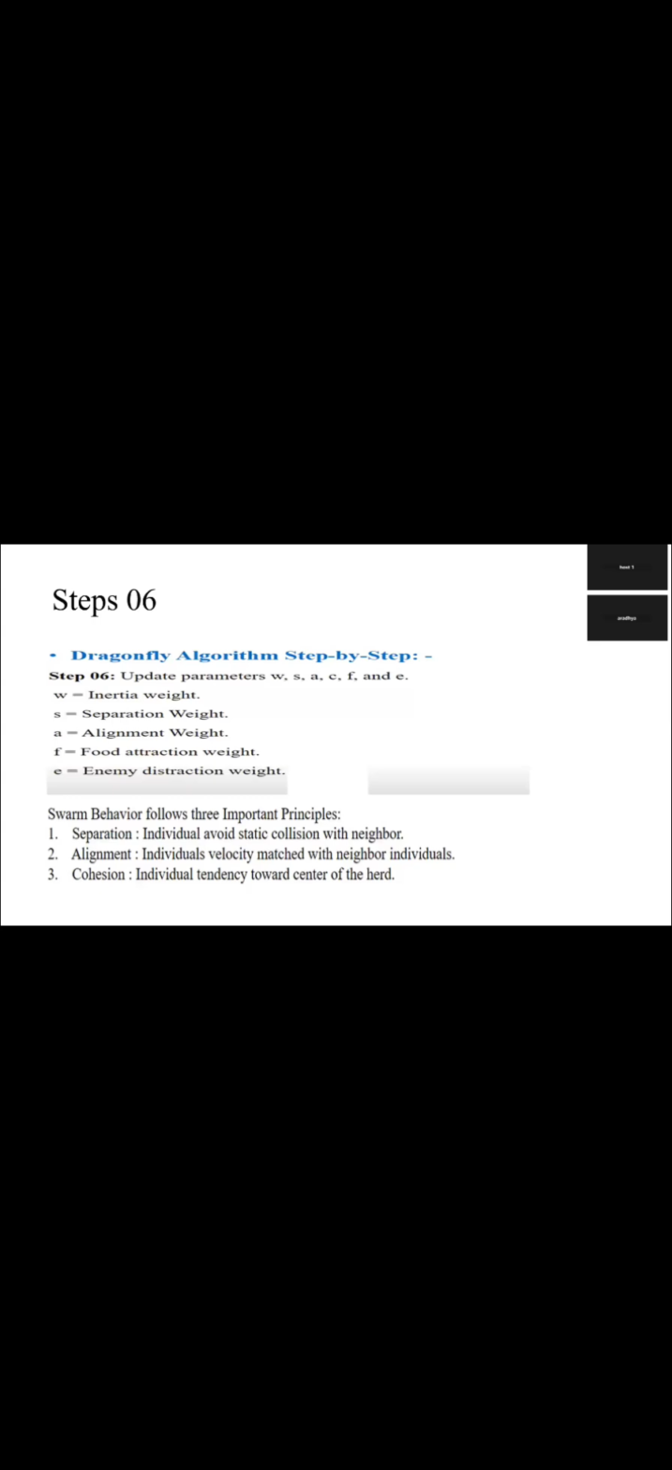Going on to the next slide, which is the continuation of the three important principles. Separation means that the dragonfly avoids bumping into other dragonflies. Alignment means it tries to match its direction and speed with its neighbors. Cohesion means it tends to move towards the center of the swarm to stay in the same group. These are the main and important principles of the dragonfly algorithm. The next step is calculating SAC. As I told earlier, S for separation, A for alignment, and C for cohesion.